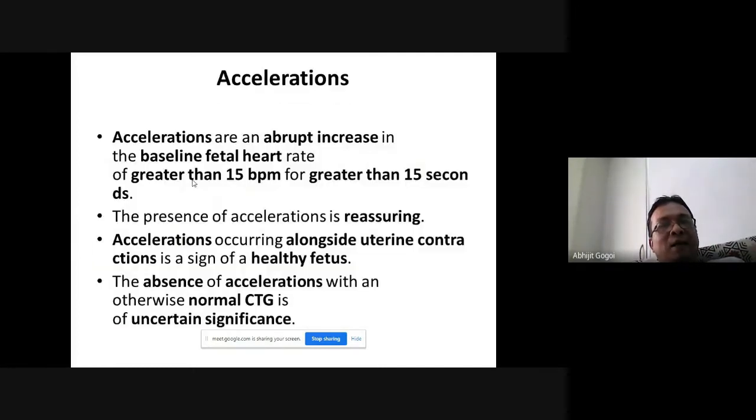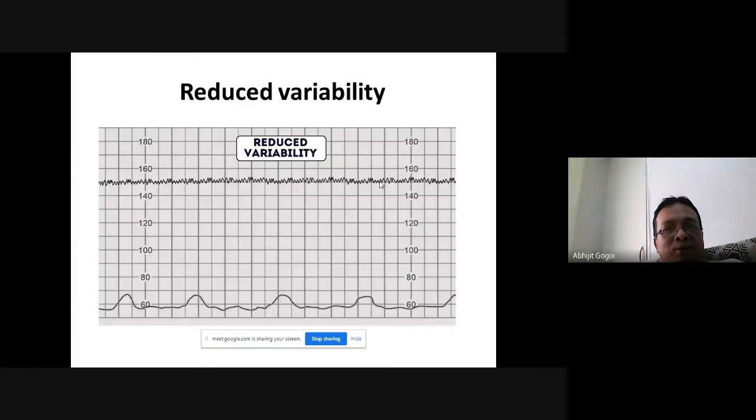Now, acceleration. The heart rate can accelerate. So if the heart rate rises greater than 15 beats per minute for 15 seconds, remember one small box is 10 seconds. Okay, so 1.5 boxes we are talking about.